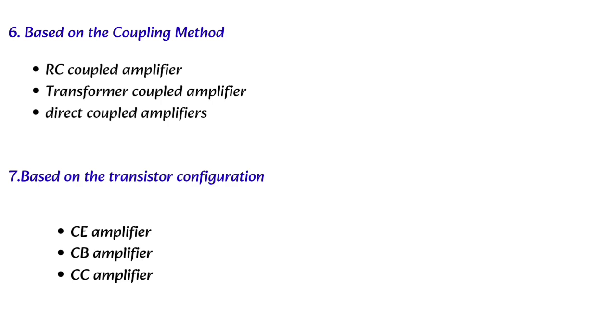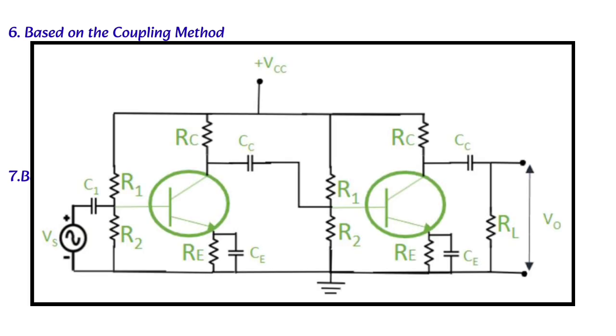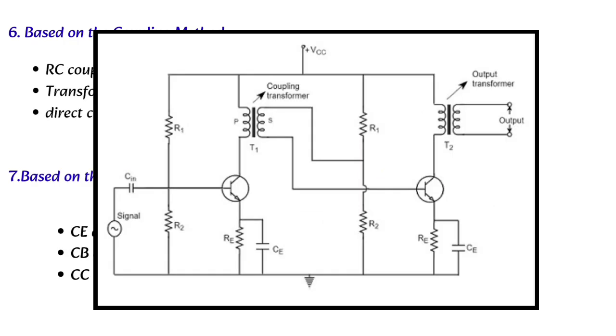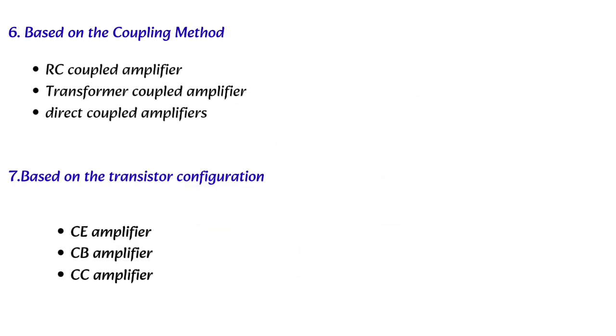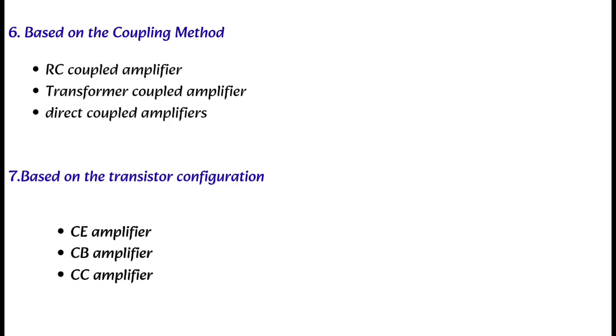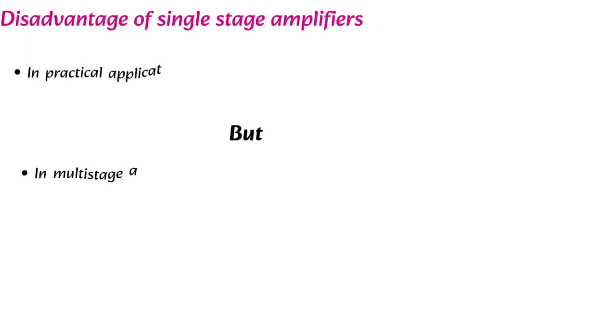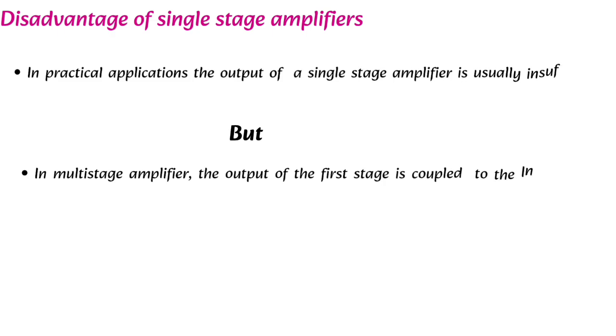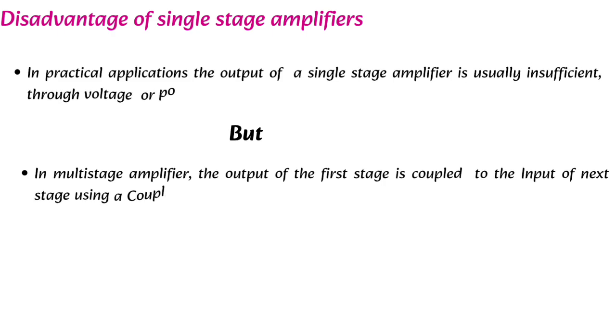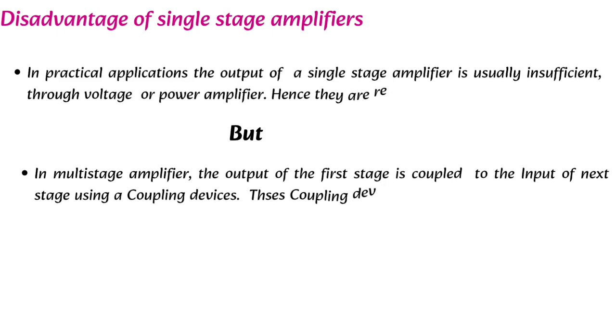The next parameter is based upon the coupling method. They are classified as RC coupled amplifier, transformer coupled amplifier, and direct coupled amplifier. The last classification is based upon the transistor configuration. It is classified into three types, that is CE amplifier, CB amplifier, and CC amplifier. So this is all about the classifications of the amplifiers.